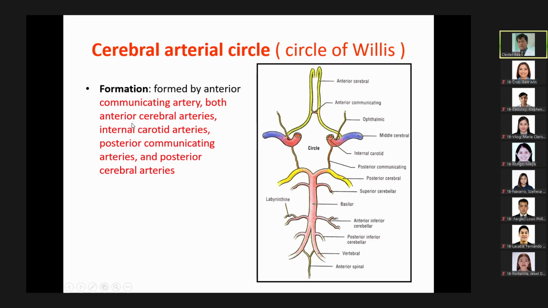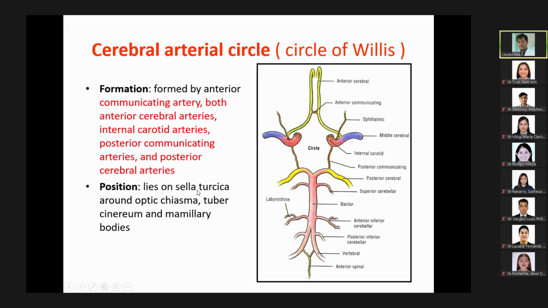Communicating arteries from both anterior cerebral, internal carotid, posterior communicating arteries, and posterior cerebral will form the circle of Willis. It lies at the base of the brain. If you're looking for the circle of Willis, you look at the base of the brain. And it is right around the area of the sella turcica, close to the optic chiasm and the tuber cinereum.